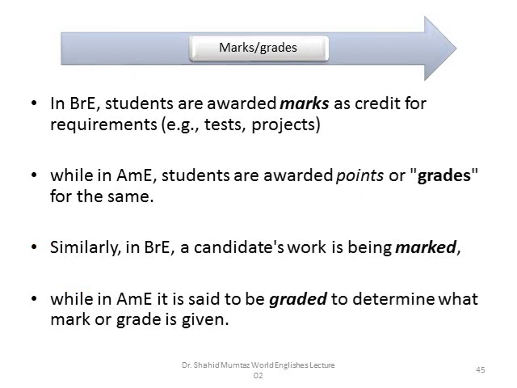Alright, so in British English, students are awarded marks as credit for requirements, for example tests and projects. I mean, they get marks. We also get marks out of our exams, projects and assignments. While in American English, students are awarded not marks but points or grades for the same. In America they call it grades, and in British English they call it marks.